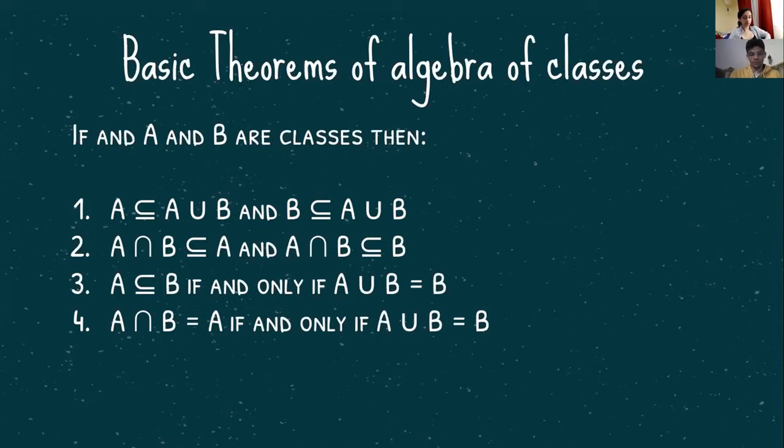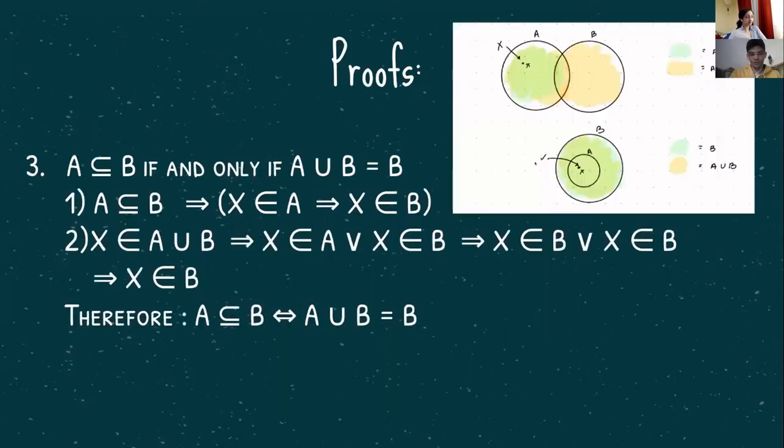Okay, so we'll proceed with the proof of the third statement. The statement that we are trying to prove is that A is a subclass of B if and only if A union B equals B. Or that if A is a subclass of B, this implies that A union B equals B, and the same backwards, of course. So the first thing that we know is that A subclass B implies that if X belongs to A, then X belongs to B. Okay, so this is just the definition of A subclass B.